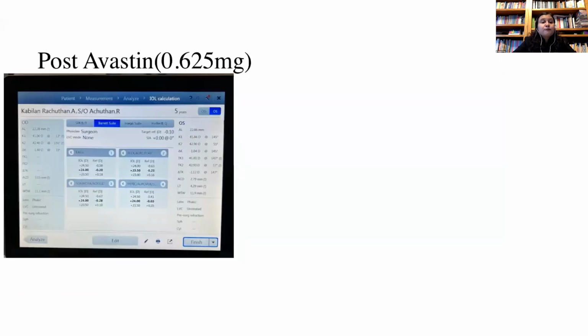This patient is post-Avastin, and at 5 years he had a very minimal astigmatism of just 0.5 diopter cylinder at 180 degrees. His axial length in the right eye is 22.28, and in the left eye it is 22.86. The anterior chamber is shallow in the left eye, and he has pretty high lens thickness, that is 4.29 mm in the left eye.